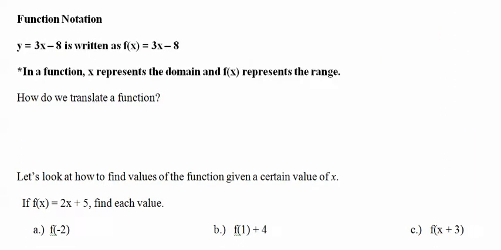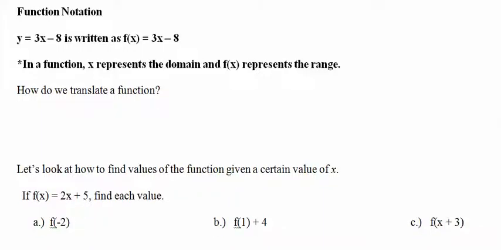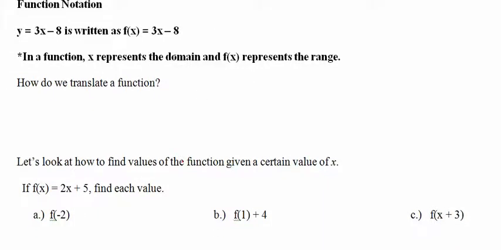Function notation drives people crazy, and it's really not that hard. Rather than write y equals 3x minus 8, we write f of x equals 3x minus 8, meaning it's a function of x. If it really drives you crazy, just write y equals. In a function, x represents the domain and f of x represents the change. Well, no kidding, it's y, and we already talked about that.